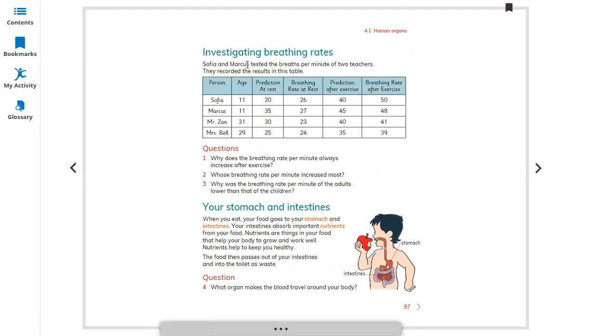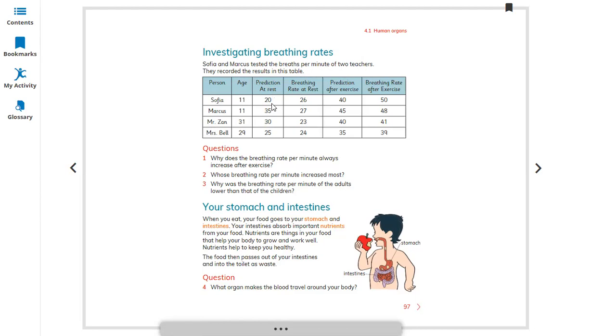Okay, Sophia, investigating breathing rates. Sophia and Marcus tested the breaths per minute of two teachers. They recorded the result in this table. This is a person: Sophia, Marcus, Mr. Zen, and Mrs. Bell. So these two are the teachers, and these are the children. Age 11, and what about the teachers, 31 and 29?